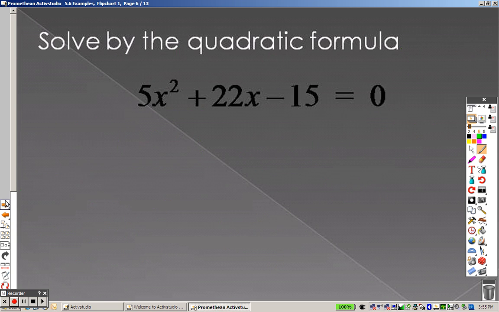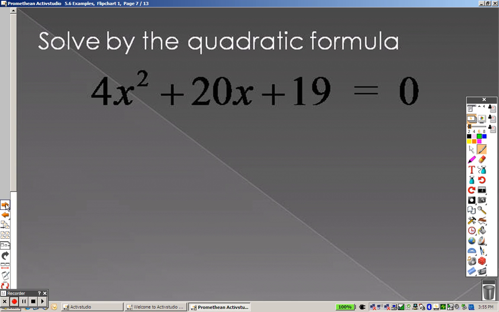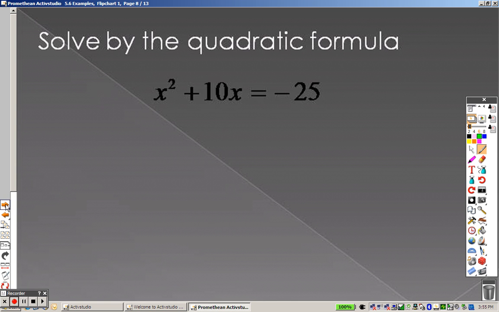Alright. Skipping over some of these. Just keep in mind, when you're doing these, you need to get everything onto one side. So I would move the 25 over when you're using the quadratic formula. So you get x squared plus 10x plus 25 equals 0. And now this is your A, that's your B, and that's your C.